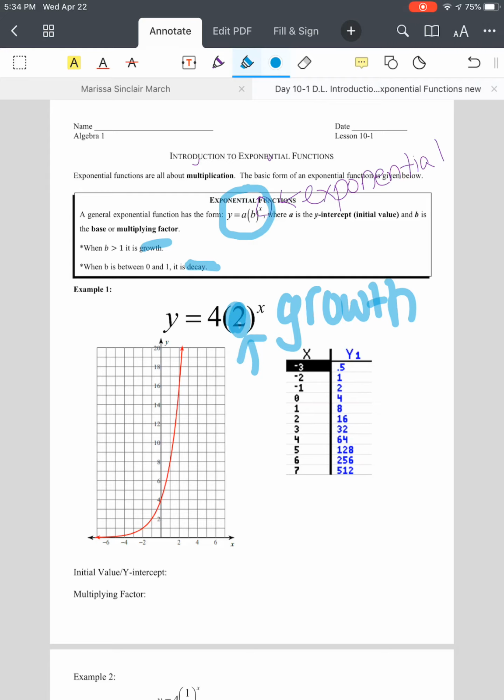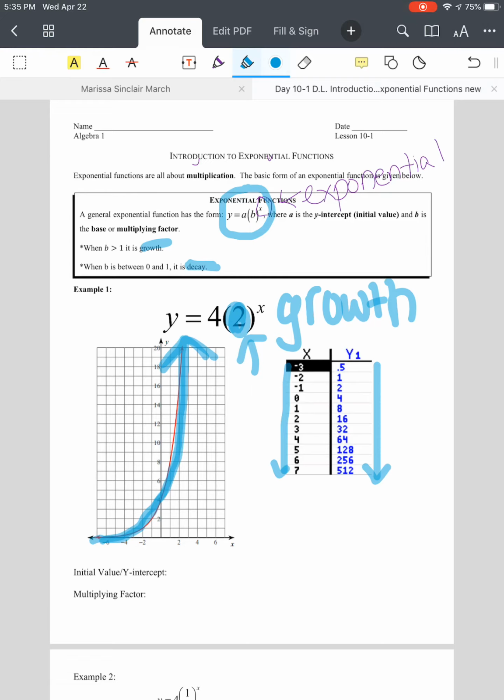We could tell it's growth by looking at the table. As the x values are getting bigger, so as my x's are getting bigger on this side, what's happening to my y's? Are my y's getting bigger? Yeah, they are. 1 to 2, 2 to 4, 4 to 8, 8 to 16, they're getting bigger. So that's showing growth. And the third way that it's showing growth is the shape of the graph. The graph is increasing. Exponential growth graphs always kind of look about the same. They always look like this. They have an up arrow at the end. The graph is increasing. So it is growth. Okay? So that's 3 ways to tell that it's growth.